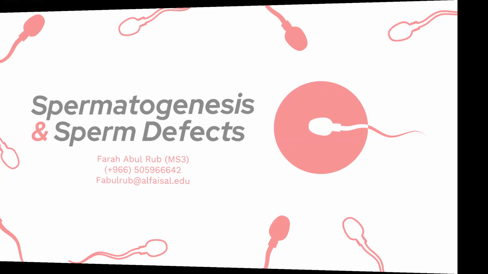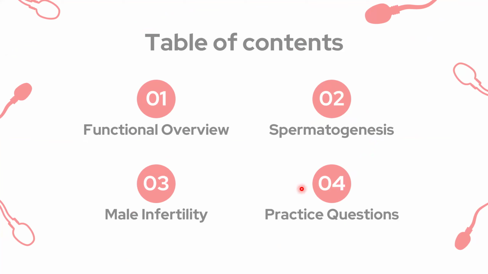For this session, I will be going over a basic overview of the functional anatomy very, very briefly, just to connect everything together. And then we will be going over to the actual bulk of the session, which is spermatogenesis. Then we'll be moving on to male infertility as well as the actual abnormalities in sperms. And finally, we're going to have a few practice questions just to test your knowledge and make sure that you guys are on the same page. And if you have any questions for me at any point, feel free to stop me and let me know.